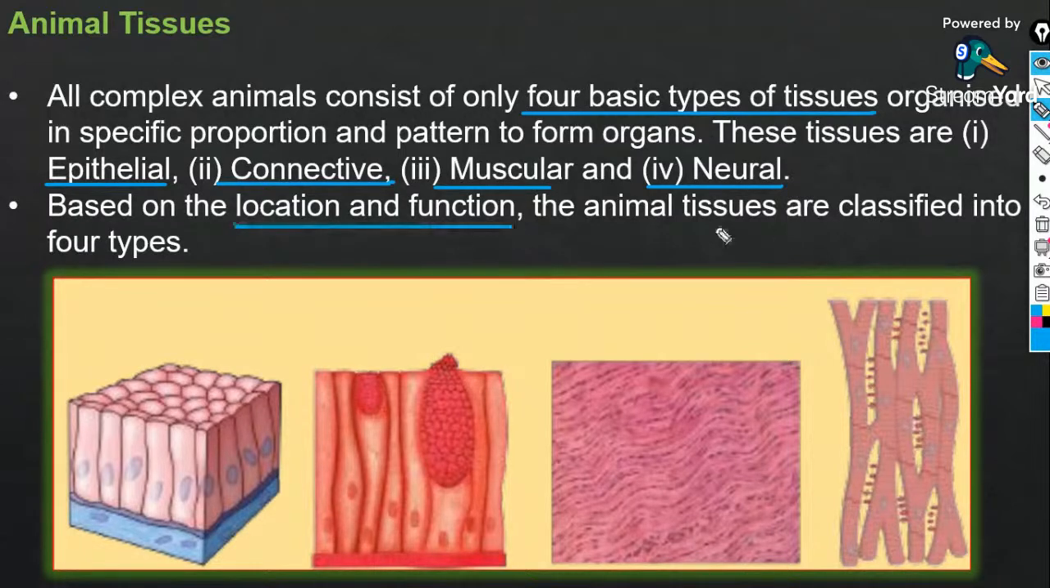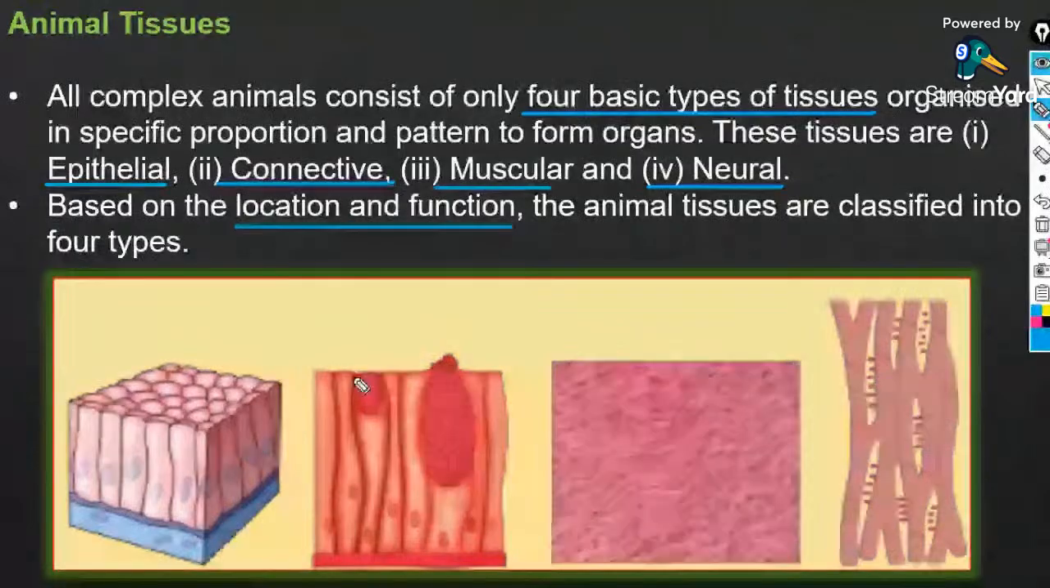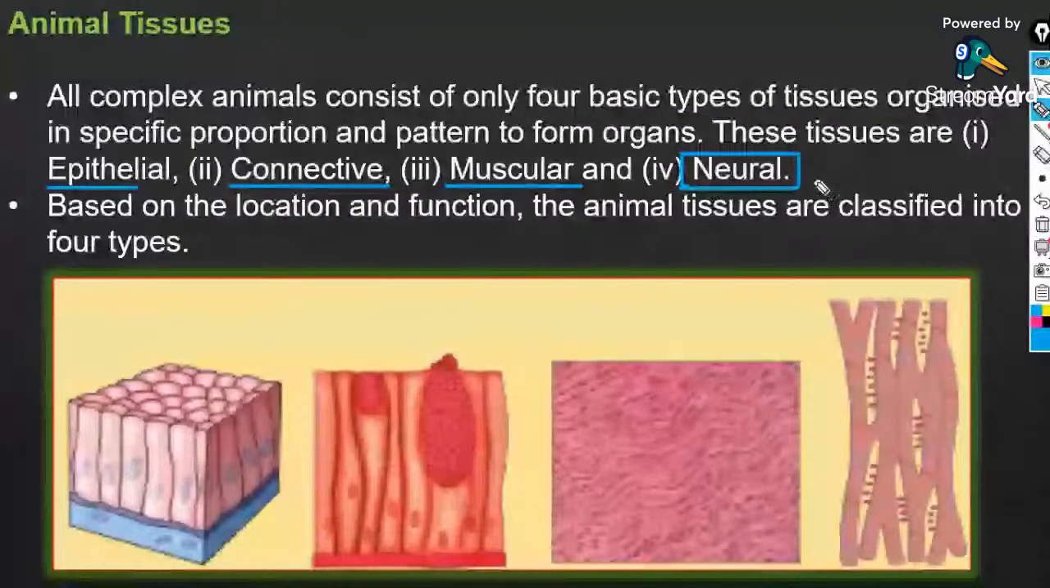Based on the location and function, the animal tissues are classified into epithelial tissue. How many are there? Epithelial tissue, connective tissue, muscular tissue, neural tissue. What is the function of neural tissue? They are those tissues which are associated with the nervous system.